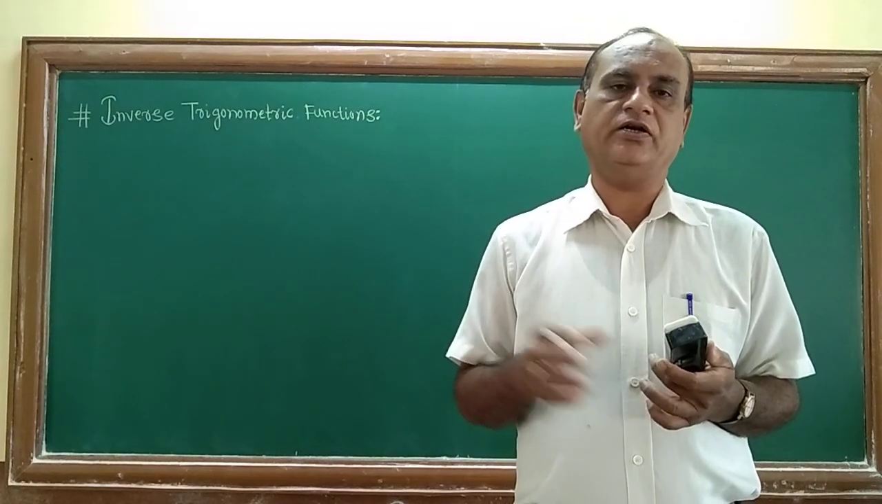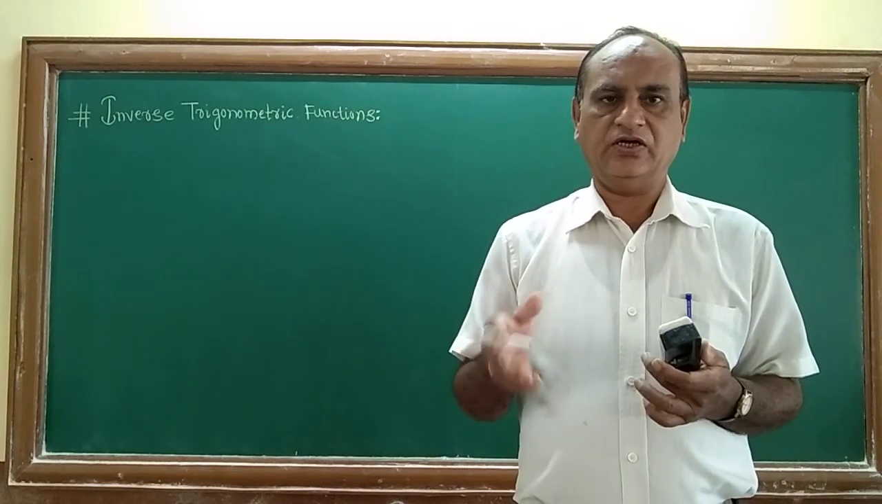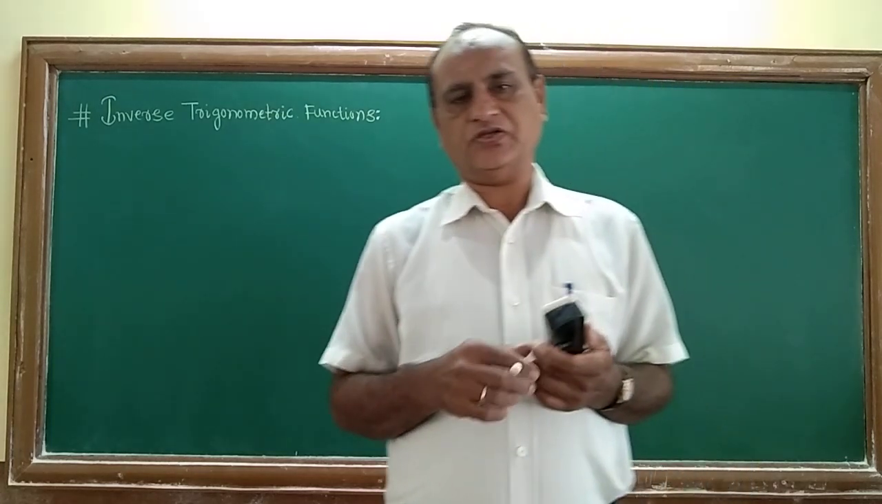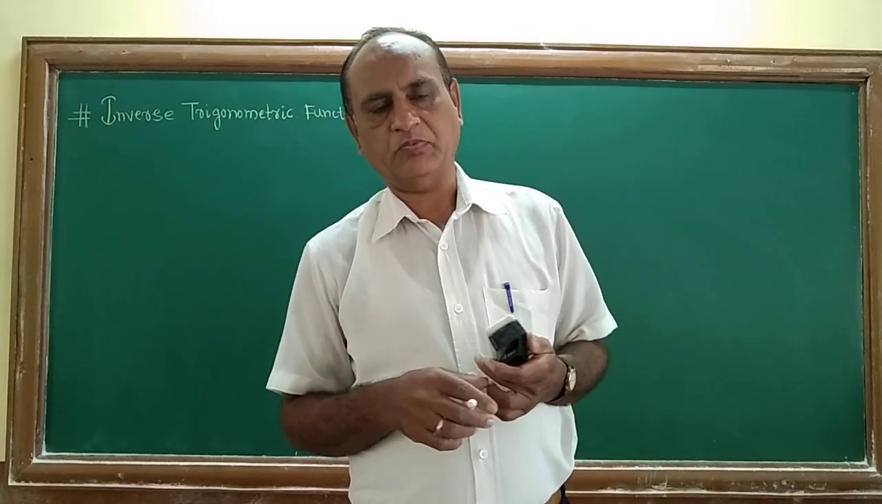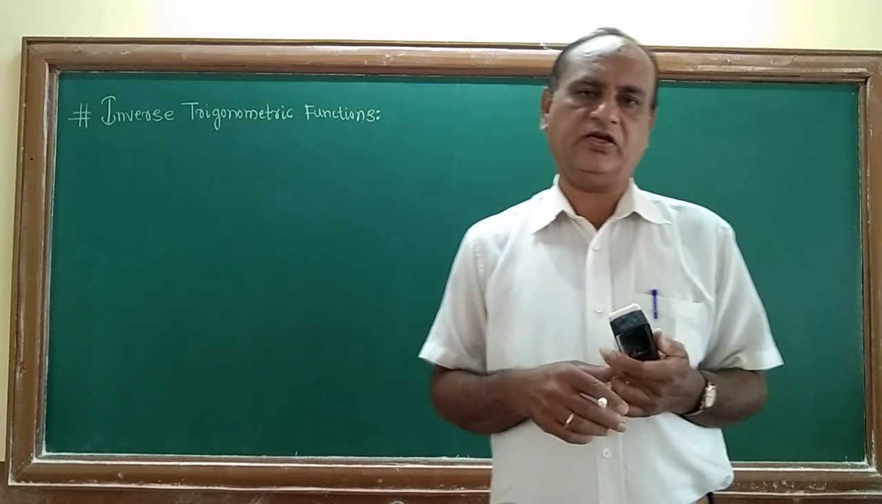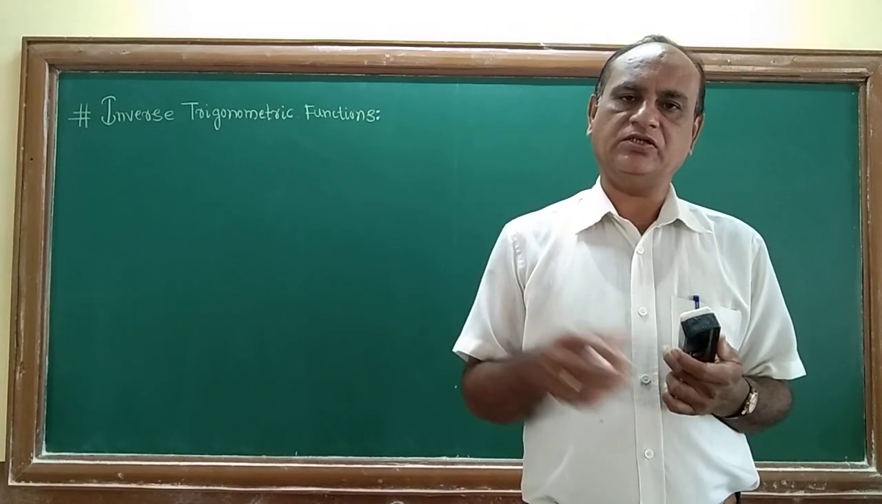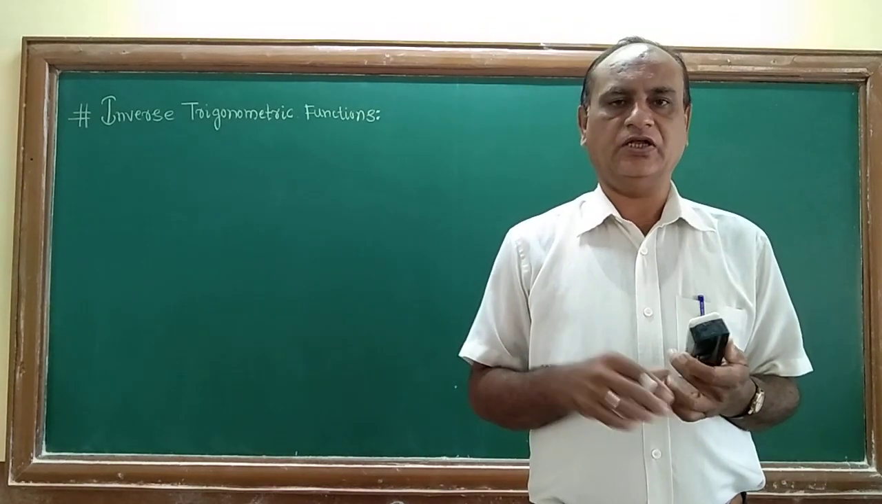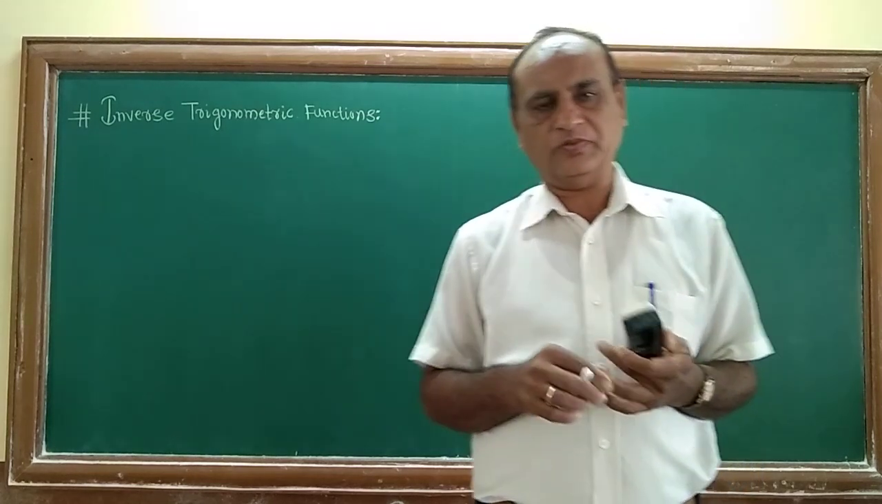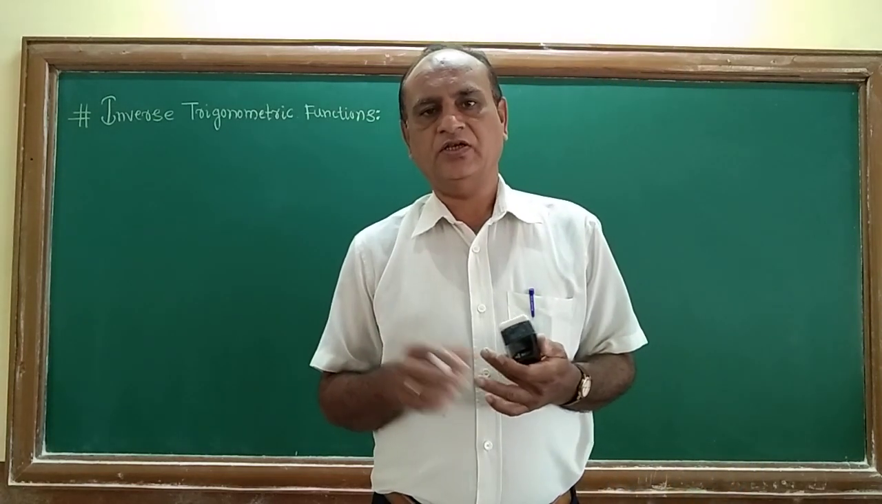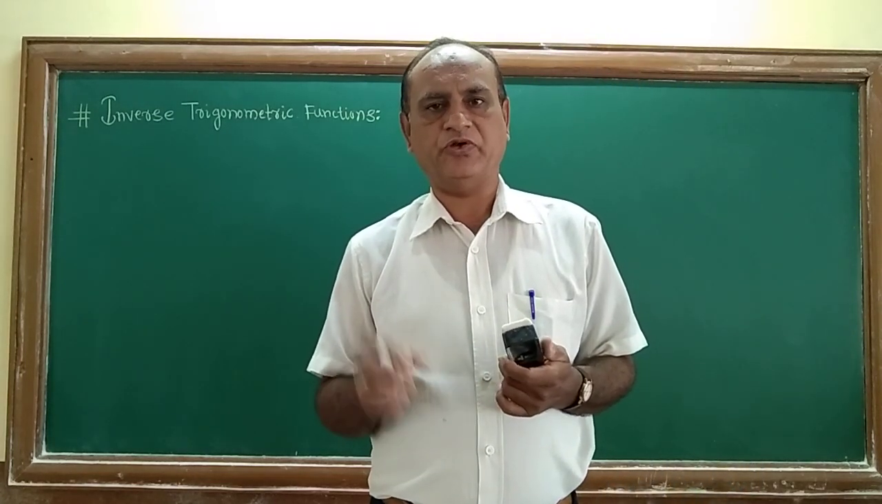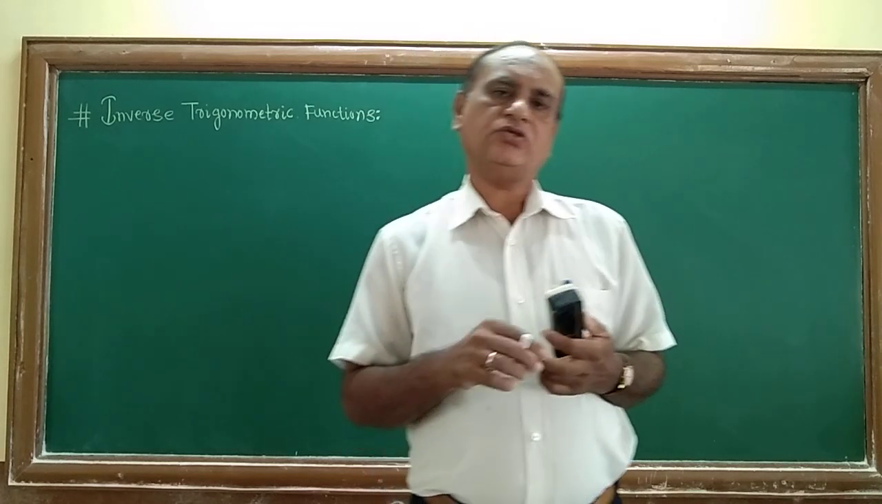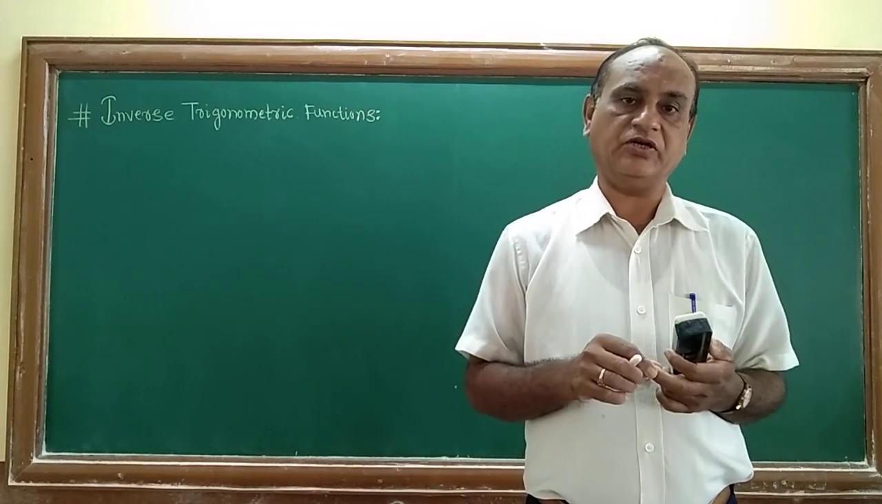Then converted into radians. Pi by 6 is 30 degree. Pi by 4 is 45 degree. Pi by 3 is 60 degree. Last one is pi by 2, which is 90 degree. So these are the points discussed in first PUC trigonometry.